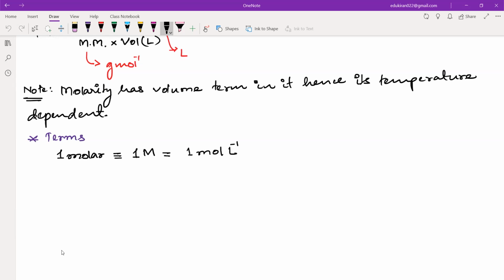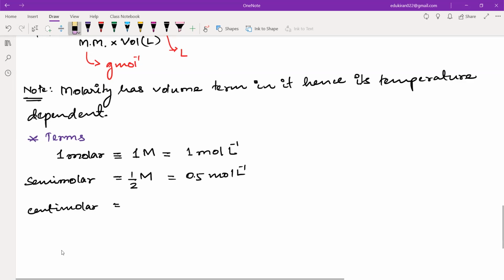Similarly, you will be given something which is known as semi-molar. So semi-molar means, semi means half, so half M. You can also write this as half M. That means half molar. It means that you have 0.5 moles per liter. Next, you can also be given centimolar. Okay, centimolar. Centimolar means what? Centimolar means, okay, so before centimolar, we can write decimolar. Don't write centimolar, let us write decimolar.